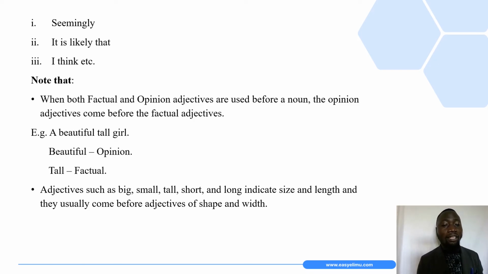Another thing that is important to note is that adjectives such as big, small, tall, short, and long indicate size and length, and they usually come before adjectives of shape and width. If we look at the order of adjectives, the adjectives of shape and width normally come after adjectives of size, for example big, small, tall, short, long, and so on.